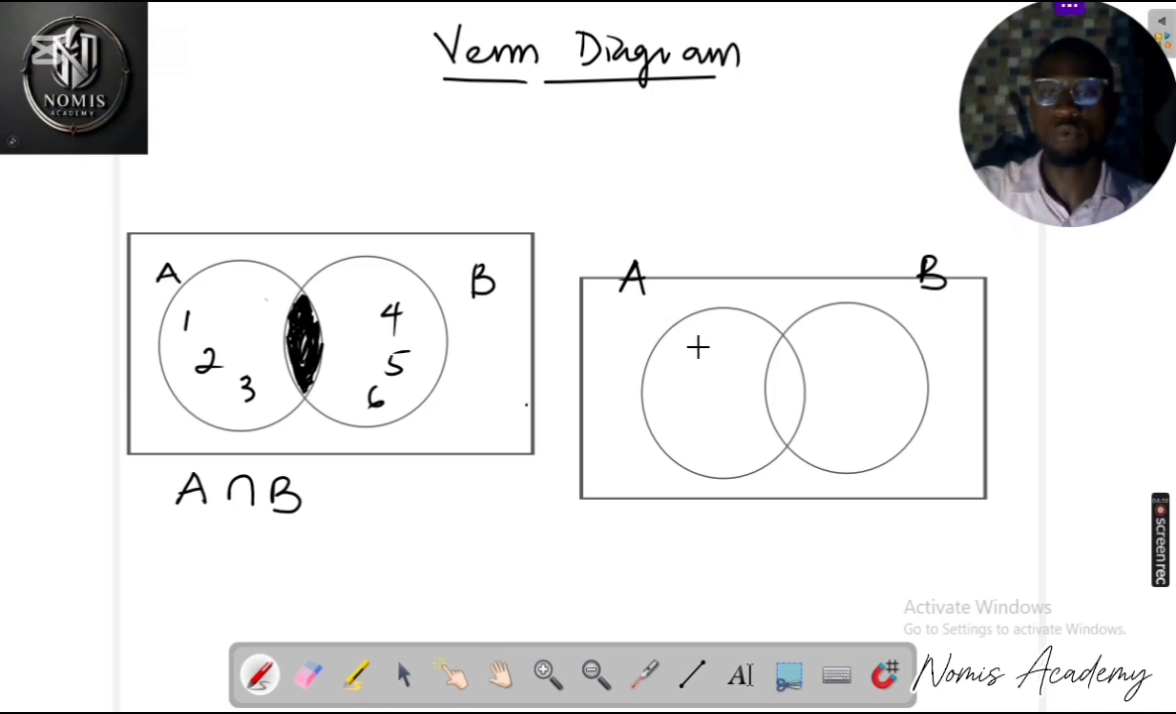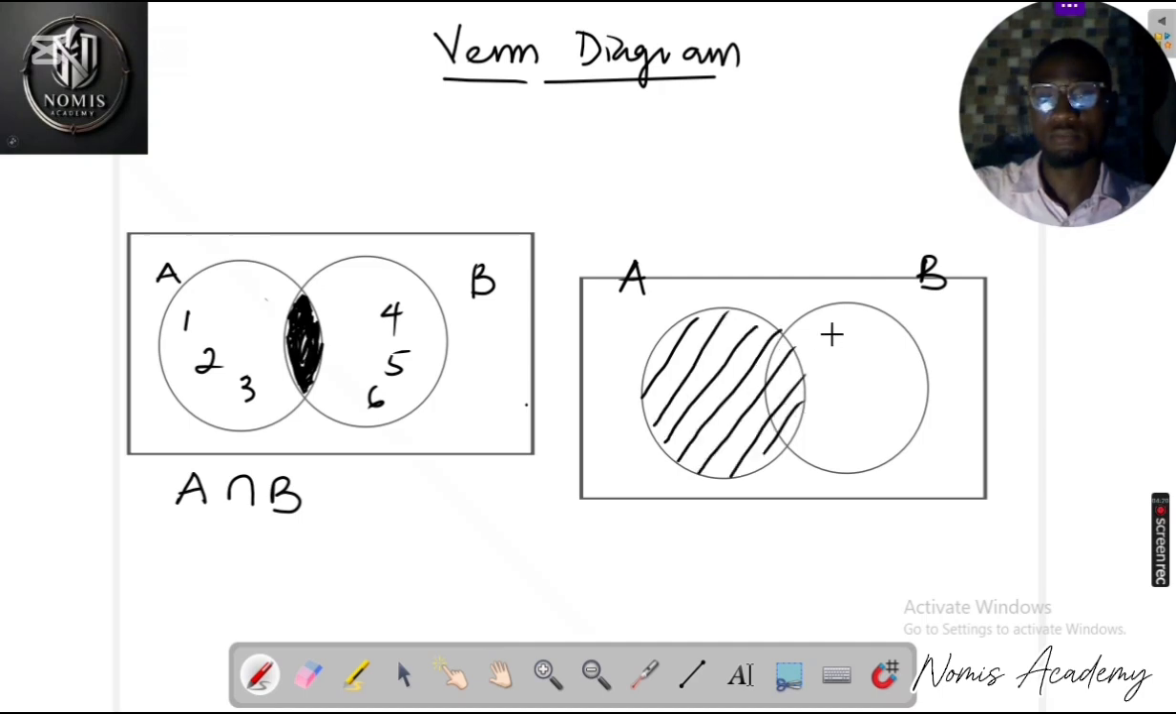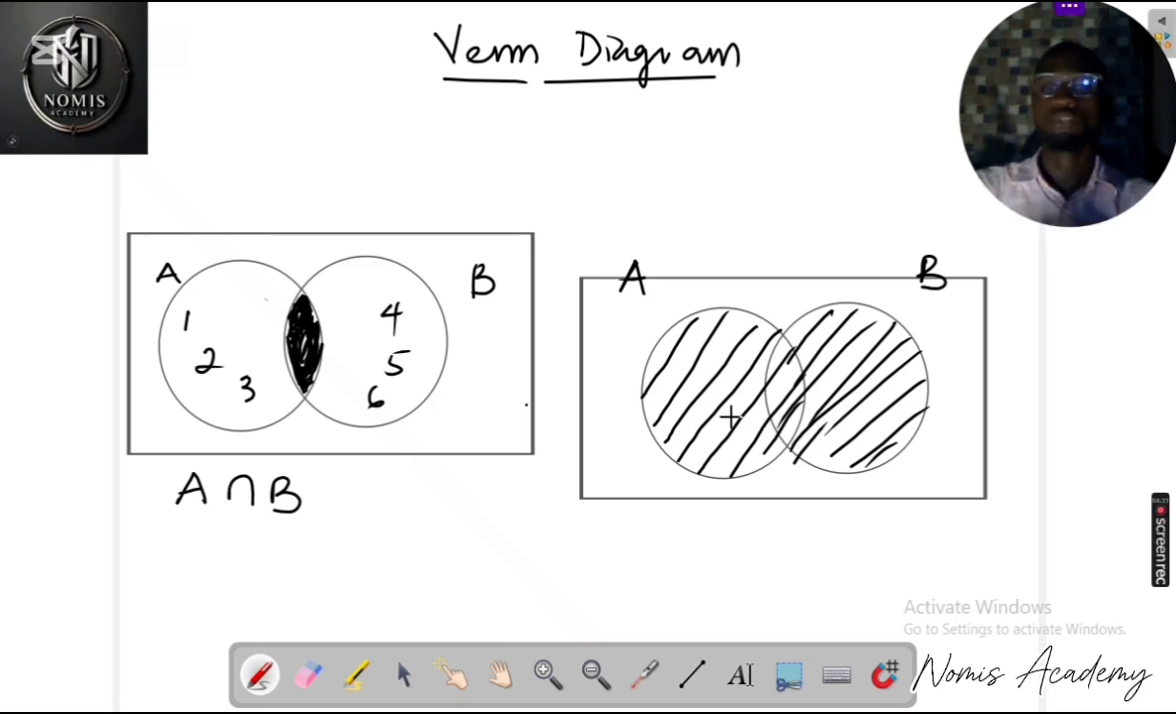So the union will be that all the elements are combined together, both the common element and the uncommon element. So all this part will be shaded. So if all these parts are shaded, then we can say that this is A union B. Mind you, A intersect B, A union B.